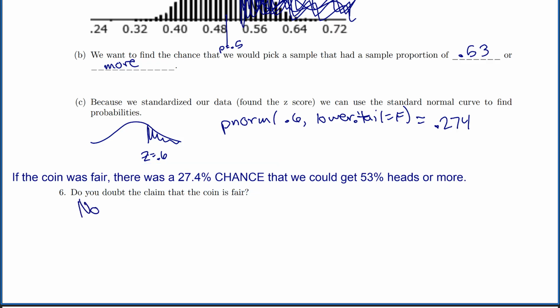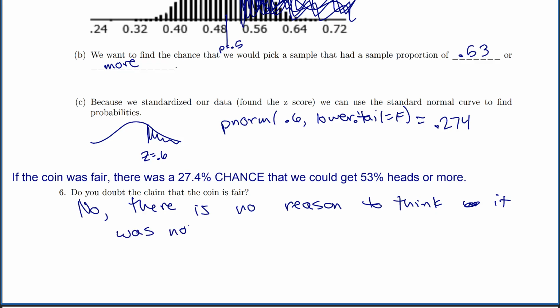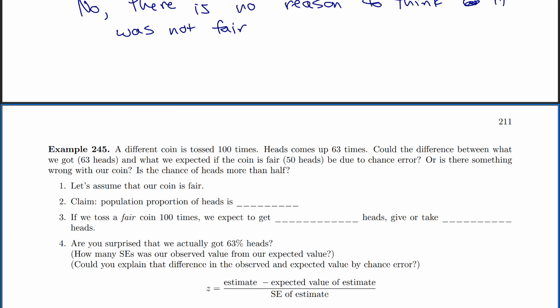Okay. So, do you doubt that the coin is fair? No. The coin is probably fair. Or there is no reason to think that the coin was not fair. So no reason to think that it was not fair. I know that is a double negative, but we're going to write all of our answers with double negatives like this.